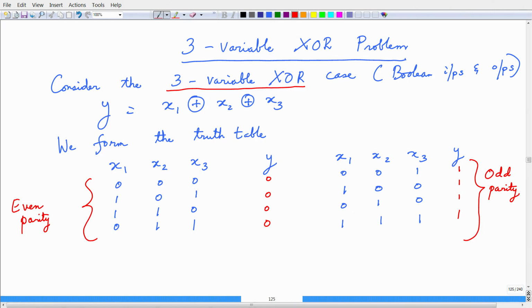So, we separate all the odd parities with respect to the even parities, right. For the 3 tuples 0 0 0, 1 0 1, 1 1 0, 0 1 1, we get the output is 0, and for the 3 tuples 0 0 1, 1 0 0, 0 1 0 and 1 1 1, we get the Boolean output 1 corresponding to odd parity. So, this is the classification problem. All those which are even parity should be a certain class, and all those that are odd parity should be another class.